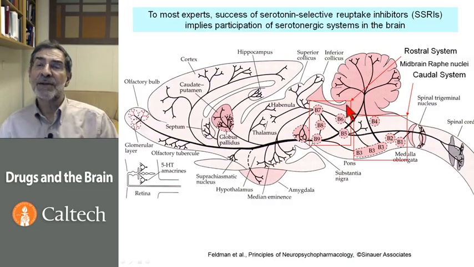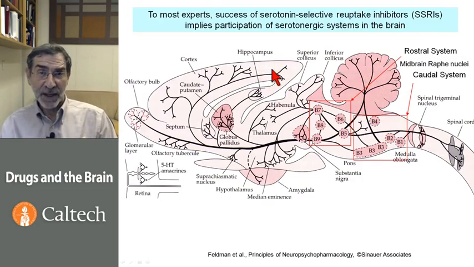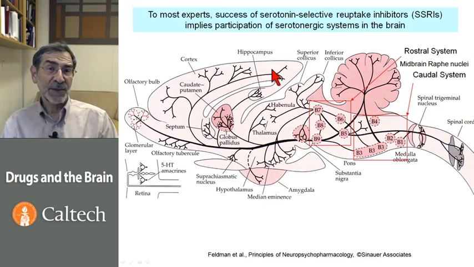make serotonin, the so-called raphe nuclei in the midbrain. There are two major systems, the rostral and the caudal. They project to many regions of the brain and modulate synaptic transmission and neuronal excitability in many areas of the brain. To most experts, the success of selective serotonin reuptake inhibitors, or SSRIs, implies participation of serotonergic systems in depression.